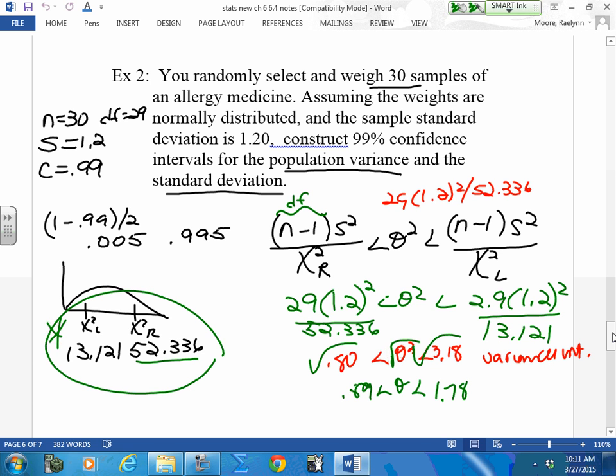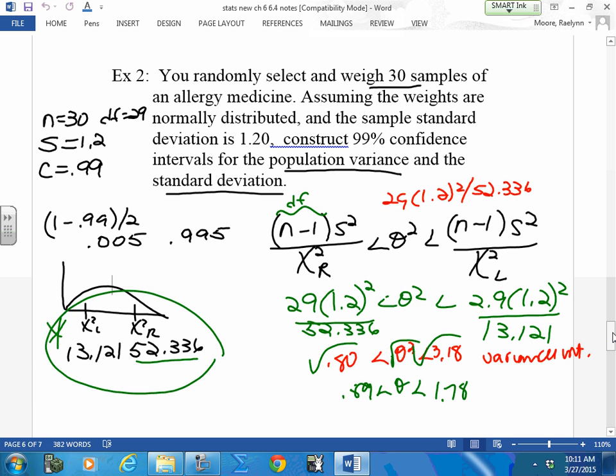Okay. What this tells me is I want to be 99% confident that my population variance for these samples of allergy medicines will fall between 0.80 and 3.18. I want to be 99% confident that my population standard deviation for the allergy medicines falls between 0.89 and 1.78.